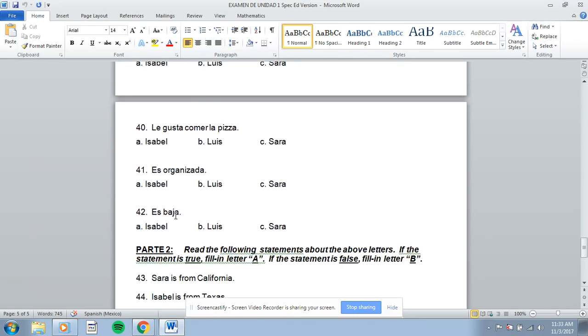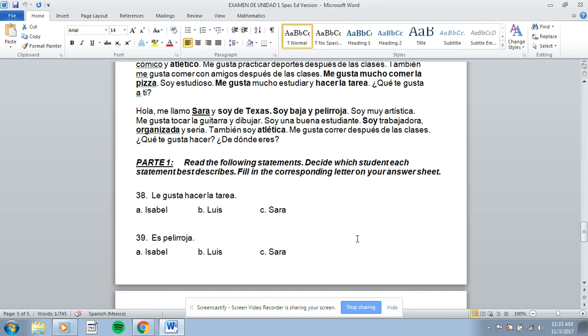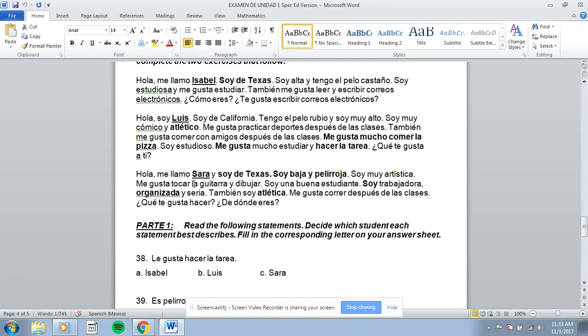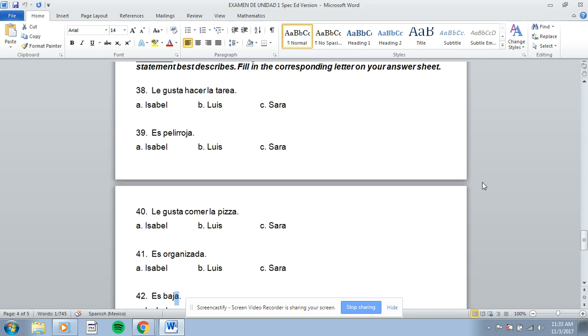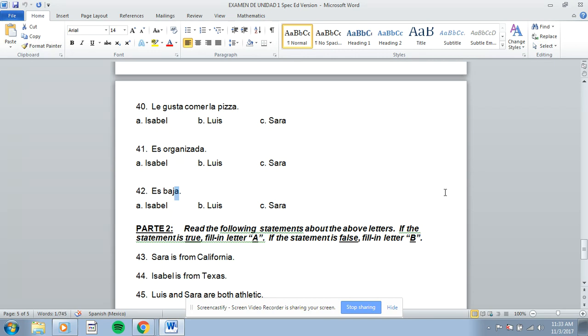42, es baja, is short. Again, it ends in an A, so you know it's a girl. It's either Isabel or Sara, so look back up at Isabel and at Sara's paragraph and see which one said that they were short, baja, and circle their name for number 42.